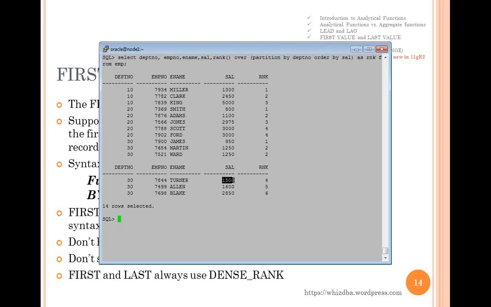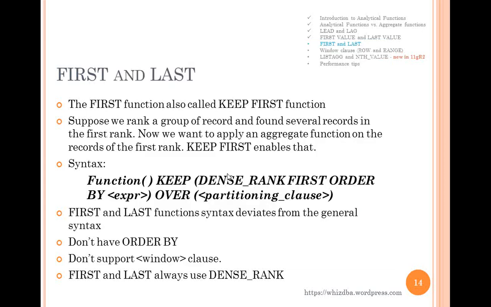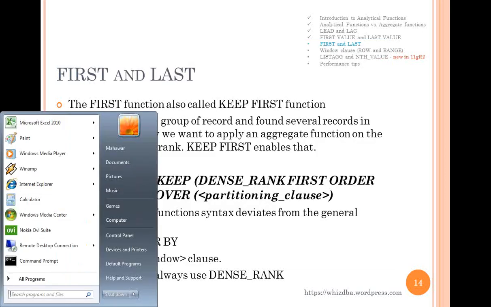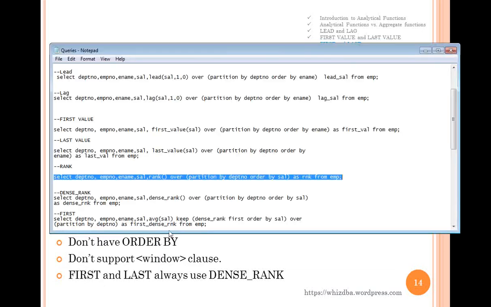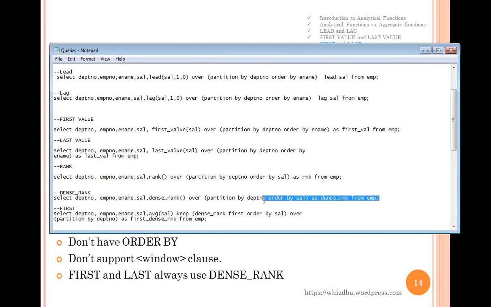There might be scenarios wherein you are interested in not skipping the series but continuing with the rank as it is. Like you might be interested in showing Turner, with salary 1500, as rank 3 rather than 4. So we use dense rank in those circumstances. I'll be demonstrating that with the help of a query already designed for this.